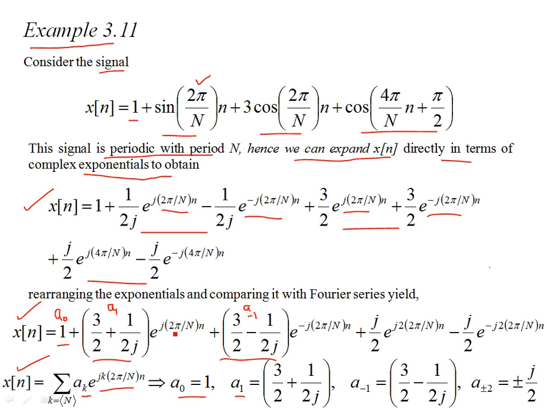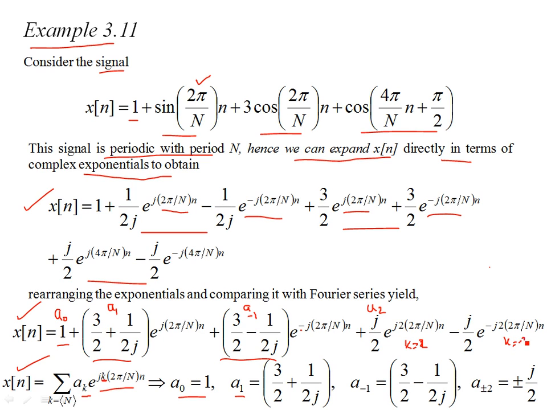Just look at the harmonic indexes, the k's. Over here k is 0. Then k is 1 over here. So this k, we are looking for this k. So k is 1 over here. Then k is minus 1, which you can see. So a is also a_{-1} over here. And then you can write this 4π/N as 2 times 2π/N, which is the second harmonic. So over here this is k equal to 2. Therefore this Fourier coefficient is a_2. This is for k equal to 2. Then similarly this is for k equal to minus 2.